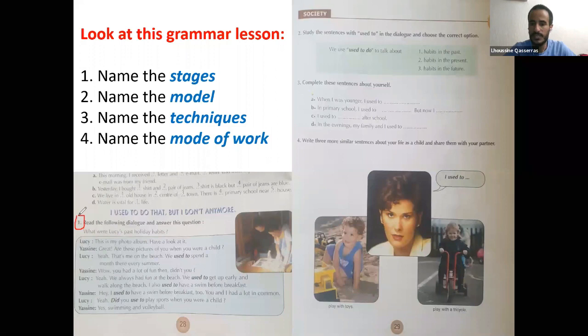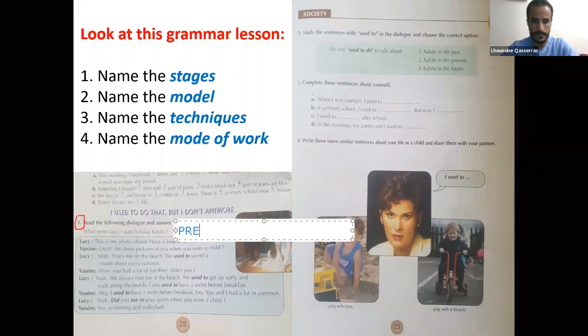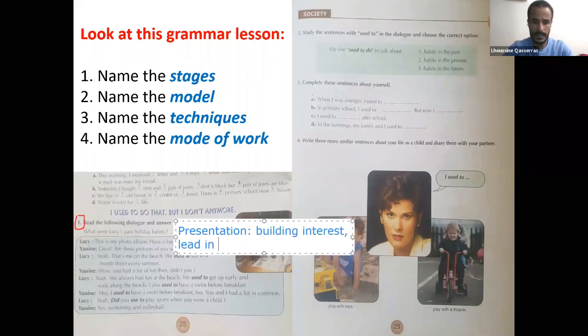One, what do you think? Contextualization. Okay, pre-reading stage. Yeah, but it's not reading. Please, it's grammar. Leading question. Okay, so let's say this is building interest. Okay, it's the presentation. In the presentation, you can create context. You start with a focus question. So let's write here, building interest, presentation. Presentation, it's building interest. Building interest, we can also talk about focus or lead-in question.